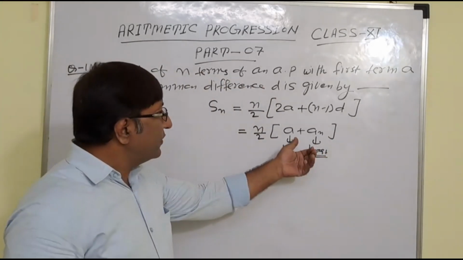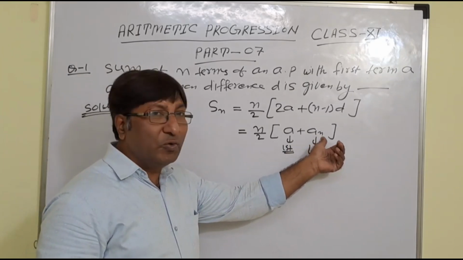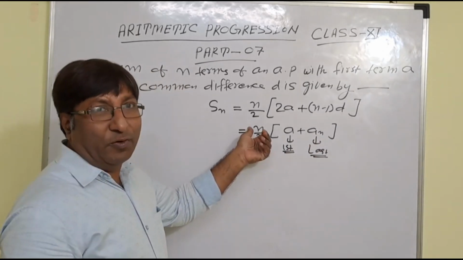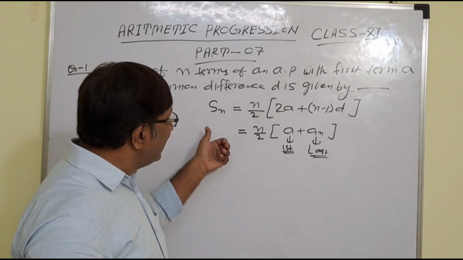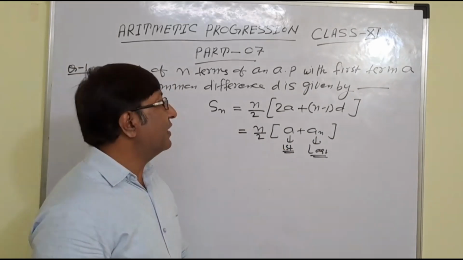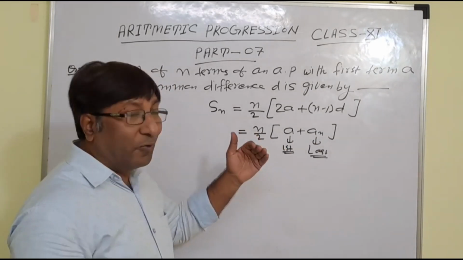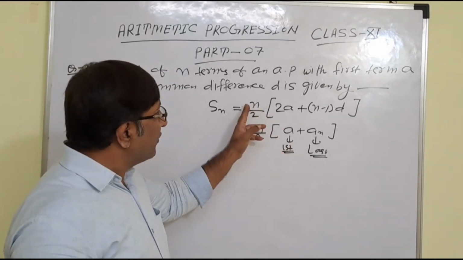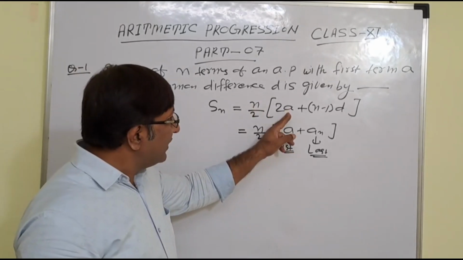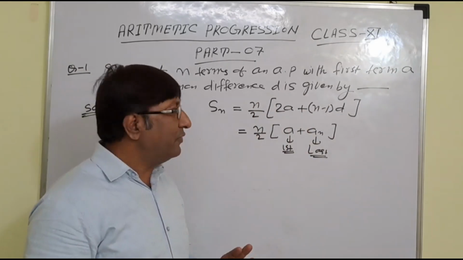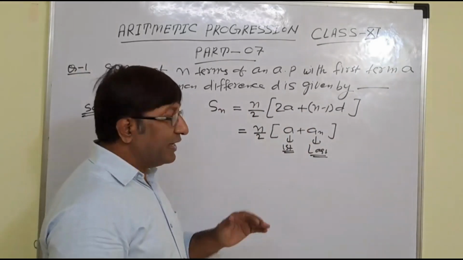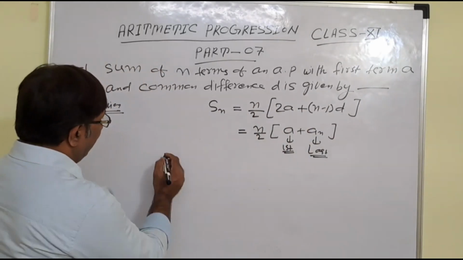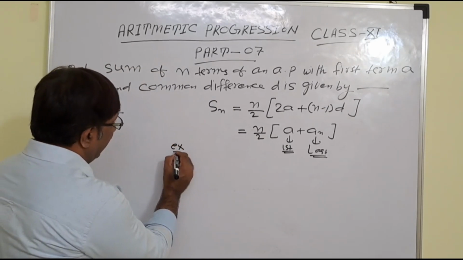So the first term is known, the last term is known, and n, the total number of terms, is known. We can find Sn, the sum of n terms, easily. And suppose the last term is not given, but the number of terms, first term and common difference are given, we can still find the sum. Just to take one example, here we are giving one example.